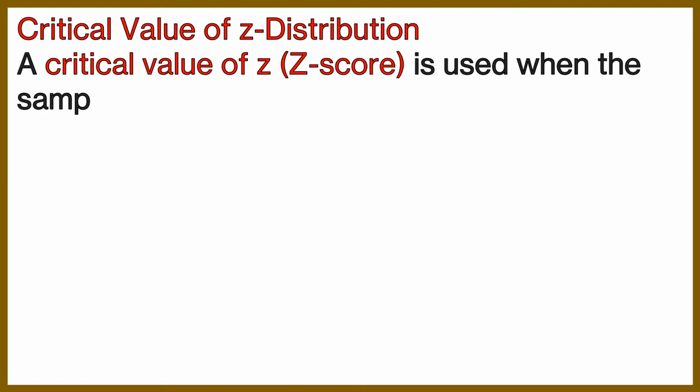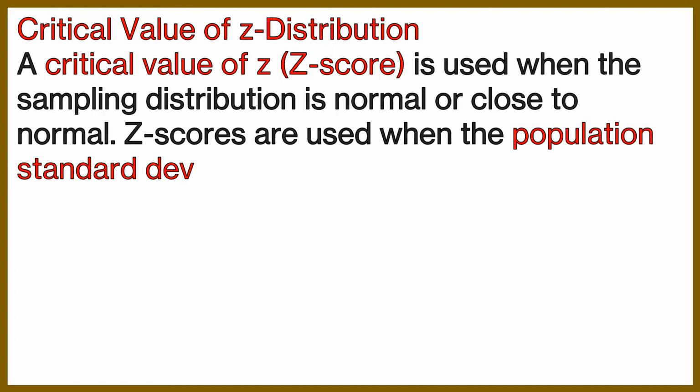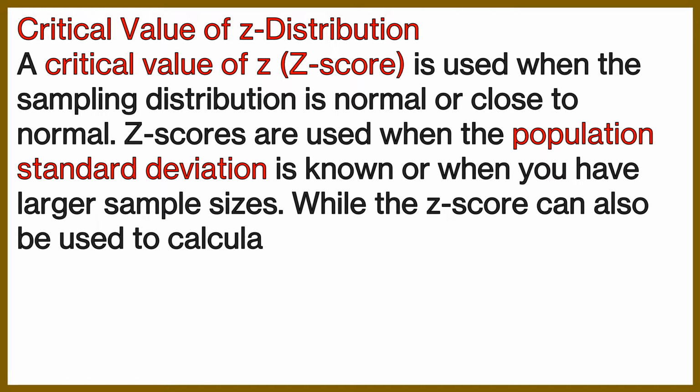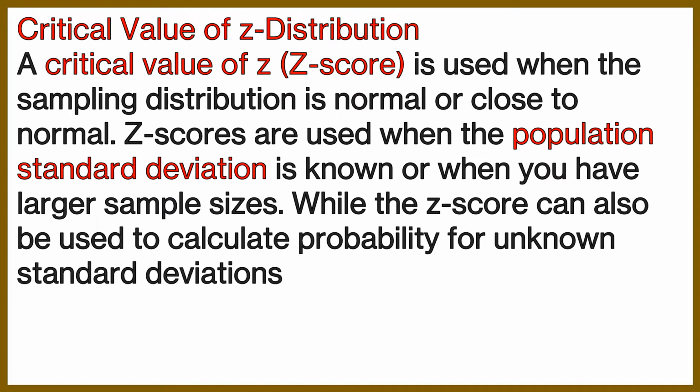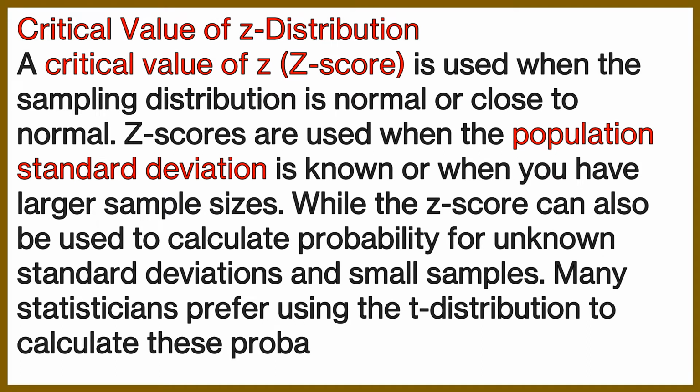Okay, so the critical value of the z distribution. A critical value of the z-score is used when the sampling distribution is normal or close to normal. Z-scores are used when the population standard deviation is known or when you have larger sample sizes. Z-scores can also be used to calculate probability for unknown standard deviation and small samples, but many statisticians prefer using the t-distribution to calculate these probabilities.